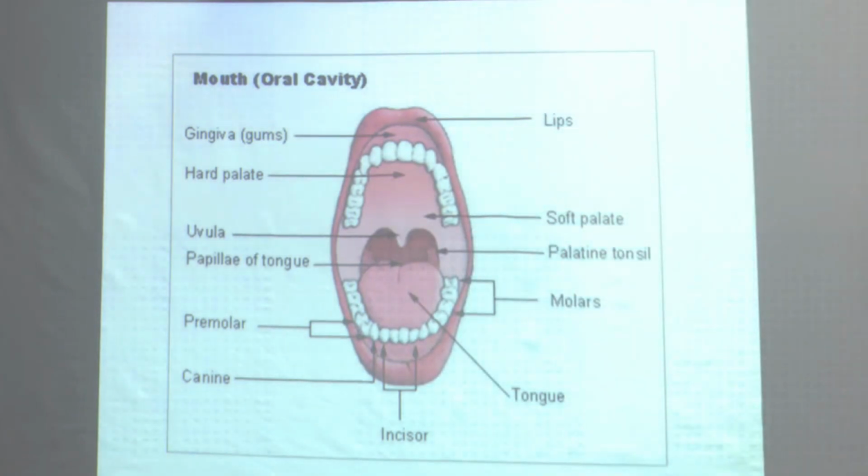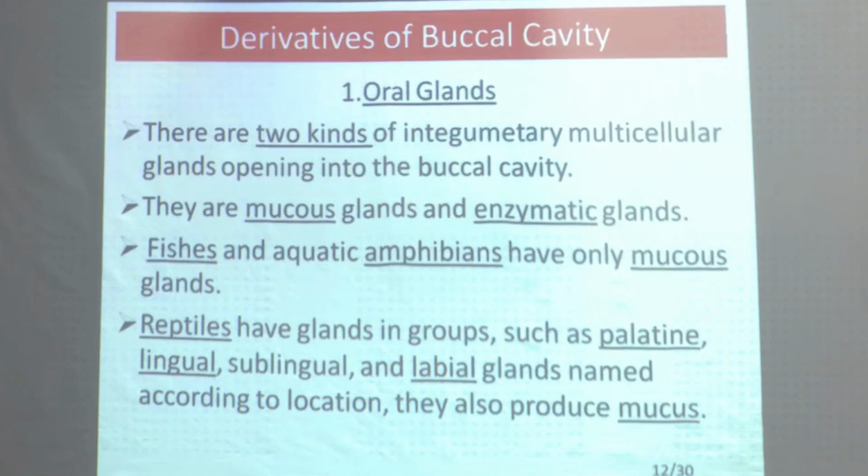Now this is all about the structure. Then come to the oral glands. Now I want to talk about the derivatives of the buccal cavity. If this is the buccal cavity, what structures are present in it? The most important structure present in the buccal cavity is the oral glands. Oral also means the mouth. The oral glands are present.